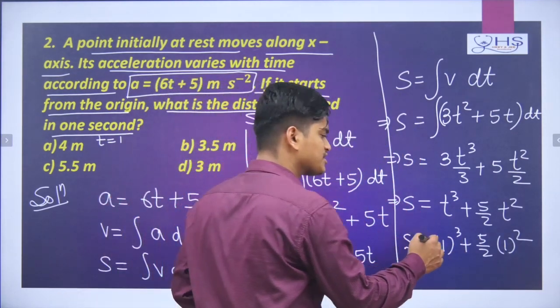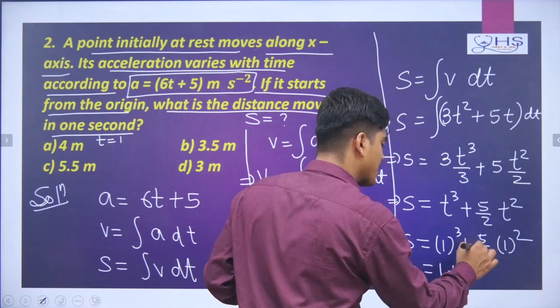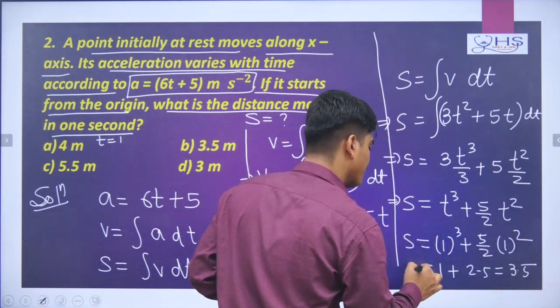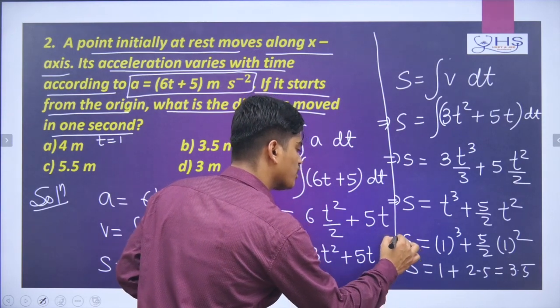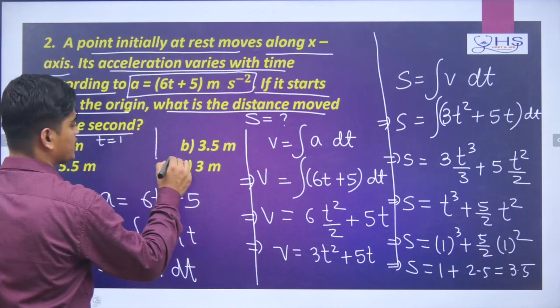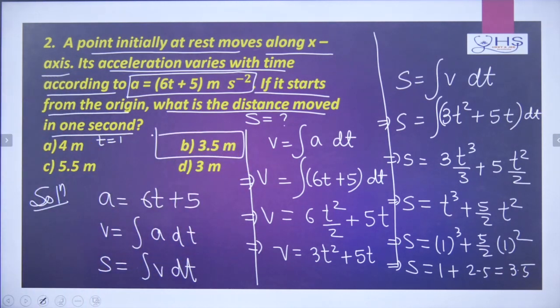1 to the power 3 is 1 only, plus 5 by 2 means 2.5, and 1 square is 1. So how much is it in total? 3.5. So your distance or displacement is 3.5. Okay, here you check which option is correct. So B is coming. B is the correct answer.